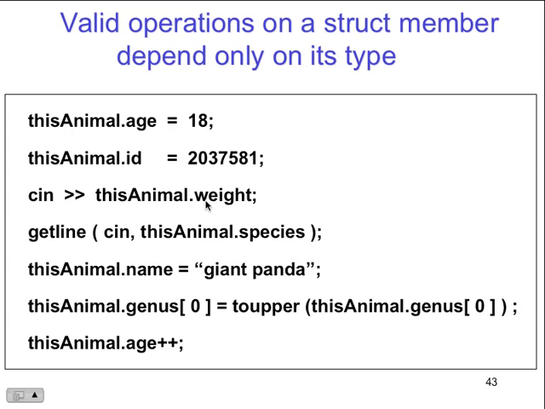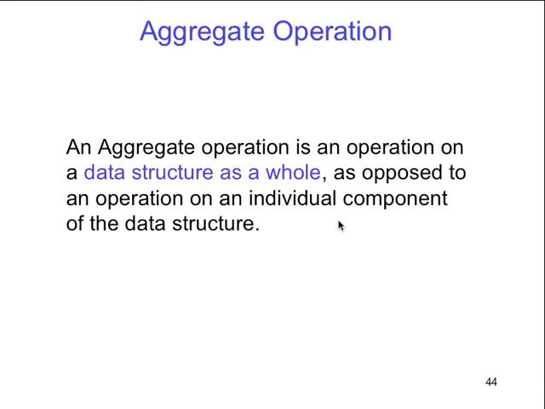cin thisAnimal.weight. getline cin thisAnimal.species. You can use it any way you want. Any type of function calls, any type you can use as a parameter to a function. thisAnimal.name is equal to "giant panda". Here's an array of animal types. And we've got thisAnimal.genus[0] is equal to toupper, to change this to an uppercase. So it's now a function call used as an assignment to an array index. And thisAnimal.age++. So any legal operation that you can do on any variable, you can do on any data member of any structure. That's what I wanted to say.